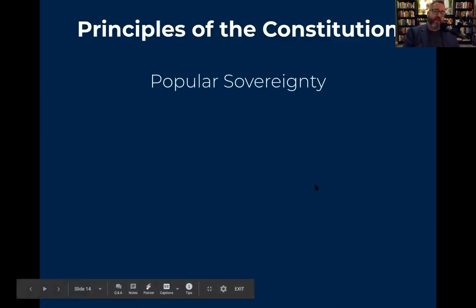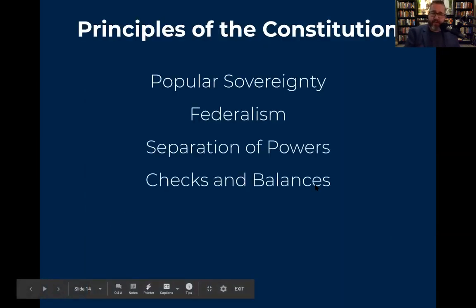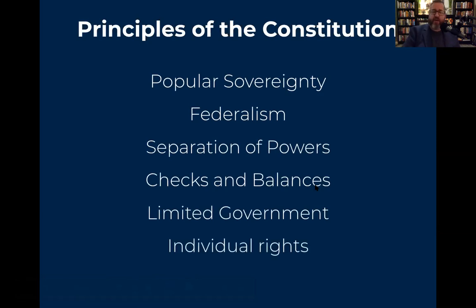So the principles of the Constitution, this is basic kind of 8th grade U.S. history. You're going to have popular sovereignty. These are the staples of what it means to be a constitutional nation. So the people, we the people, are going to be responsible for our own destiny. Federalism, balancing the power between the state and the federal governments. And then we're going to take this power and separate it, and we're going to check and balance it.